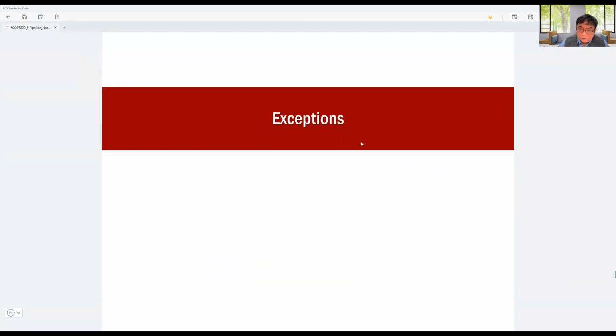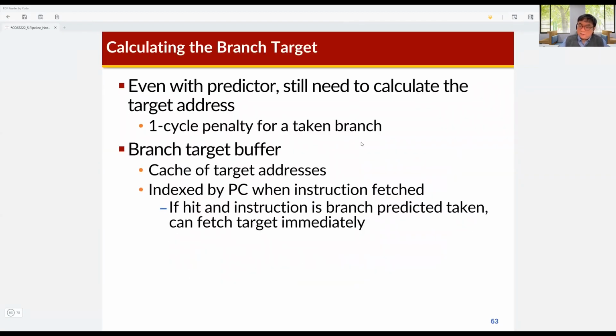So I explained about the branch prediction, but another problem is the target of the branch instruction.